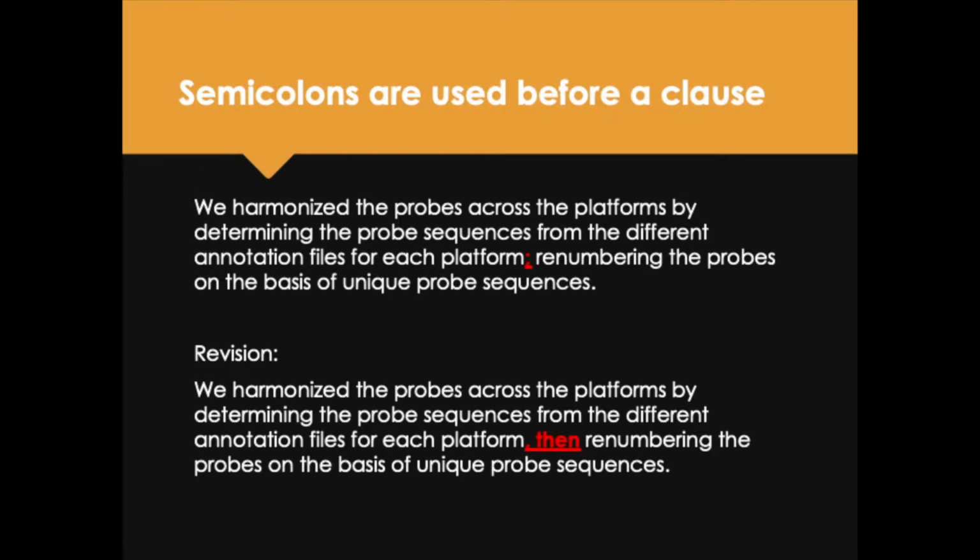So an example of a way to not use the semicolon correctly is in this sentence. We harmonized the probes across the platforms by determining the probe sequences from different annotation files for each platform, semicolon, renumbering the probes on the basis of unique probe sequences. That's not the proper use of the semicolon. We should replace it with a comma and a word that explains the sequence here. We harmonized the probes across the platforms by determining the probe sequences from the different annotation files for each platform, then renumbering the probes on the basis of unique probe sequences.